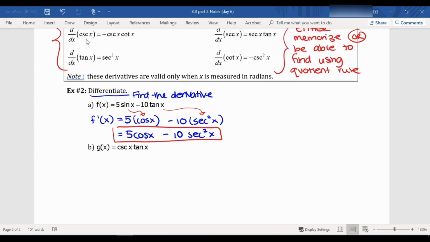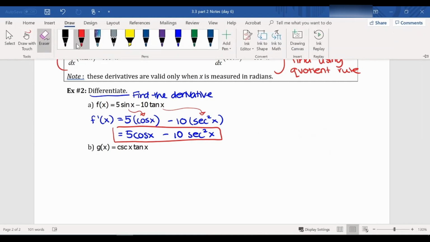Okay. Realistically, if you really wanted to, you could write this as 5 cosine x minus 10 over cosine squared. Make common denominators and make it as one fraction. But I don't know why on earth you would choose to do that if you're not being asked to.